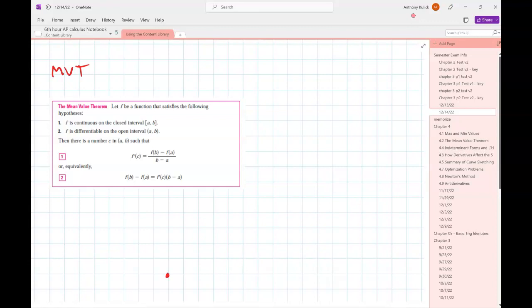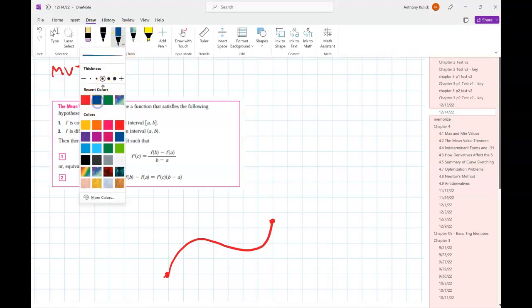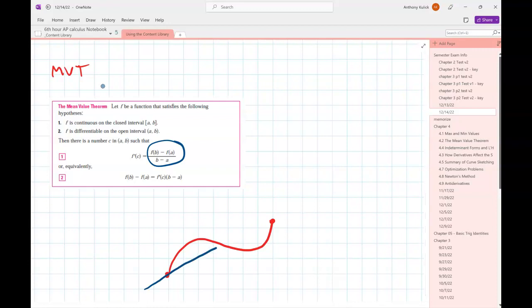So let's say we have this. This is just the slope for that line, right? What the mean value theorem is saying is that there's some point on there that has the same slope. That's all it's saying, that there exists something that has the same slope somewhere. There could be more than one point, right? On this one, it looks like there's probably two.